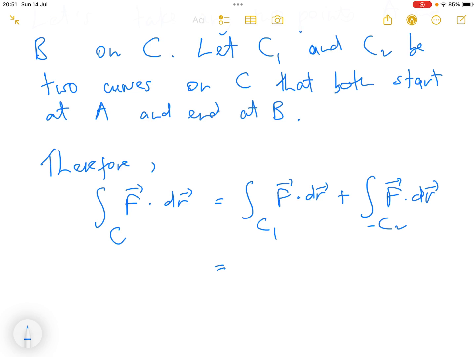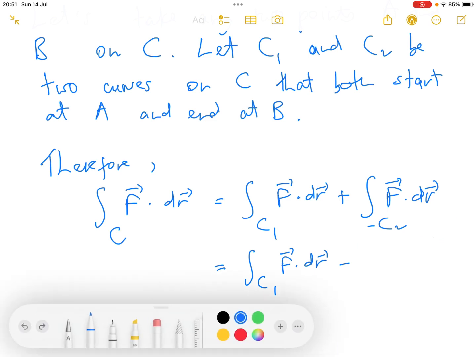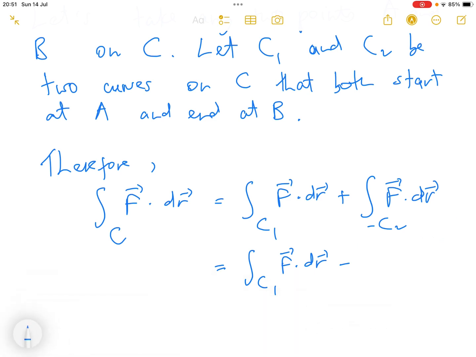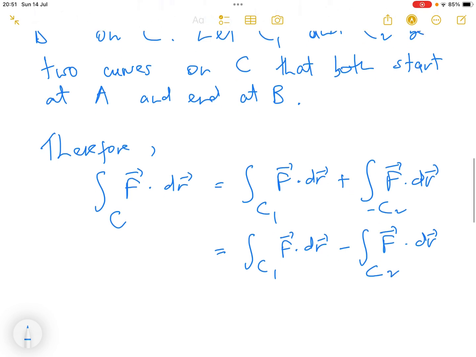The line integral of f along C is equal to the line integral of f along C1 plus the line integral of f along minus C2, which is the same thing as the line integral along C1 of f, of course, minus the line integral of f along C2. We can write it like that.